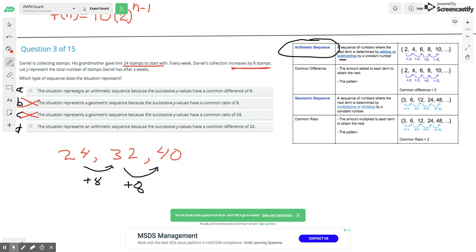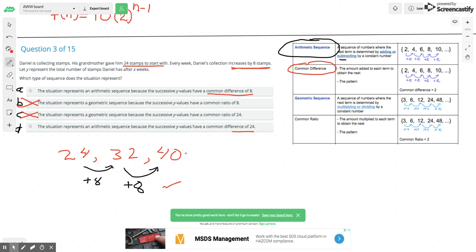So we know that it's an arithmetic sequence, and let's read the rest of the sentence. Let's look at A. The situation represents an arithmetic sequence because the successive y values have a common difference of 8. So common difference is the name of the pattern, and our pattern is 8. Okay, so that seems to match. Let's read the last one. The situation represents an arithmetic sequence because the successive y values have a common difference of 24. 24 is not the pattern, that is the initial value. So we can eliminate that, and that will make A our correct answer.